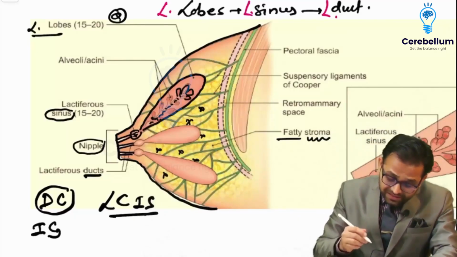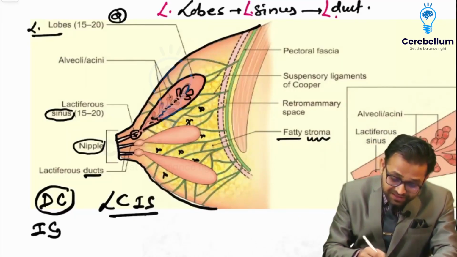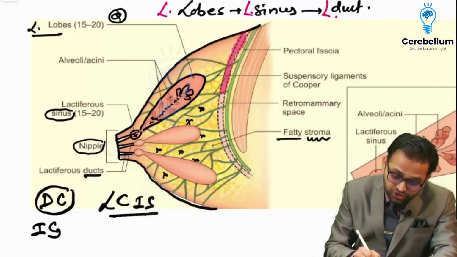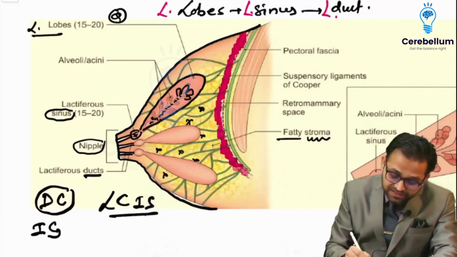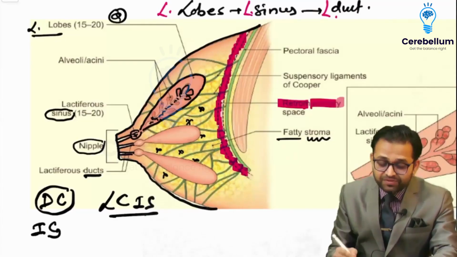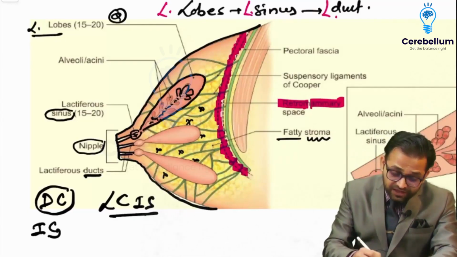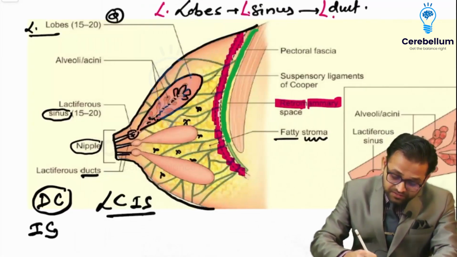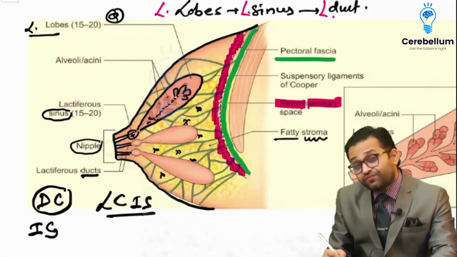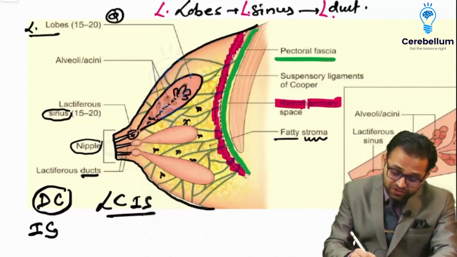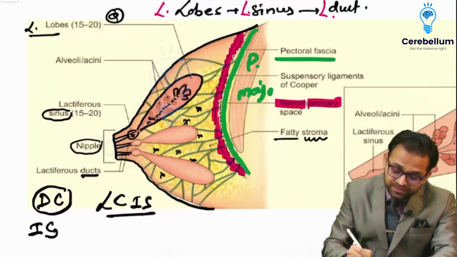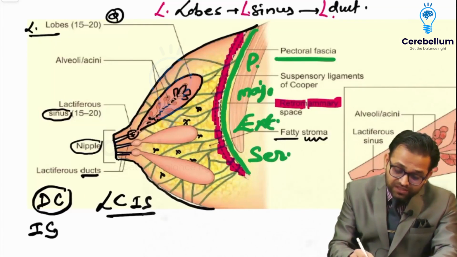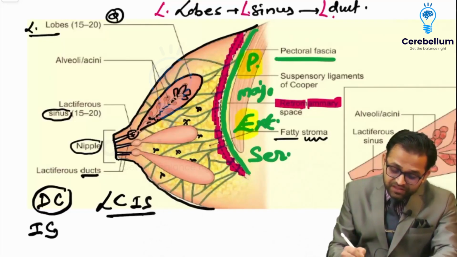Here you will see the loose space. Yes, sir. That loose space I told you, that is our retromammary space. Retro means behind, mammary means breast. Now after that, can you see there is the deep fascia of the pectoral region, pectoral fascia, and then there are muscles like the pectoralis major, external oblique aponeurosis, and serratus anterior, which you can easily remember with the mnemonic PES.